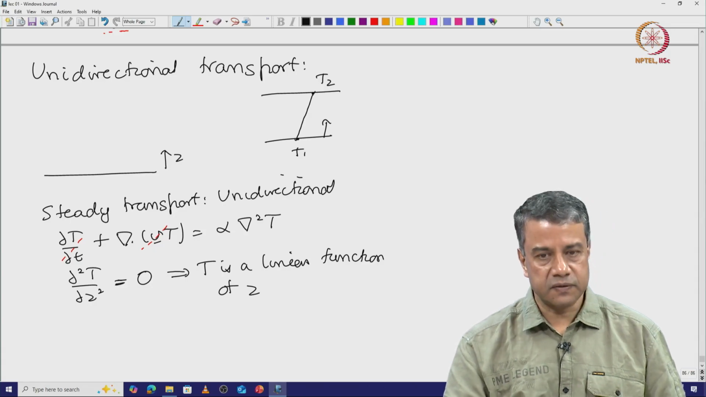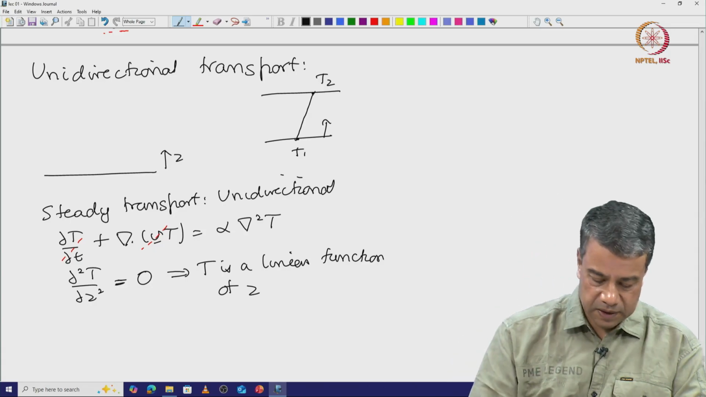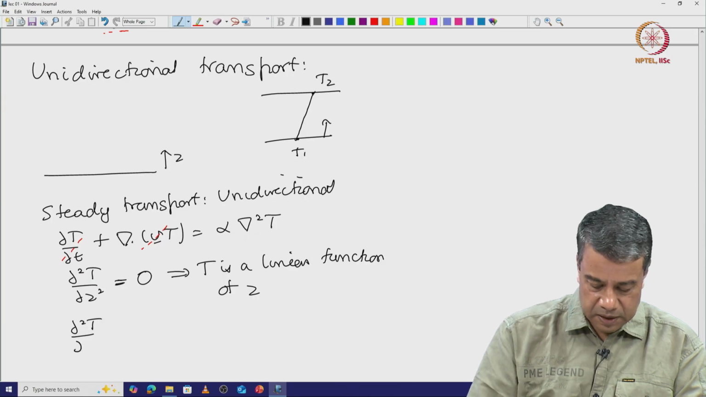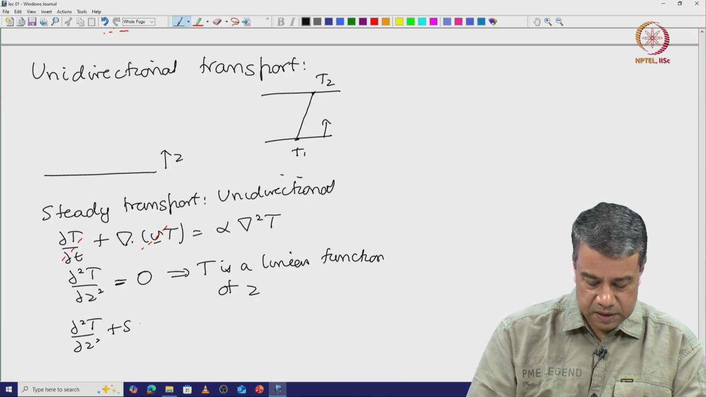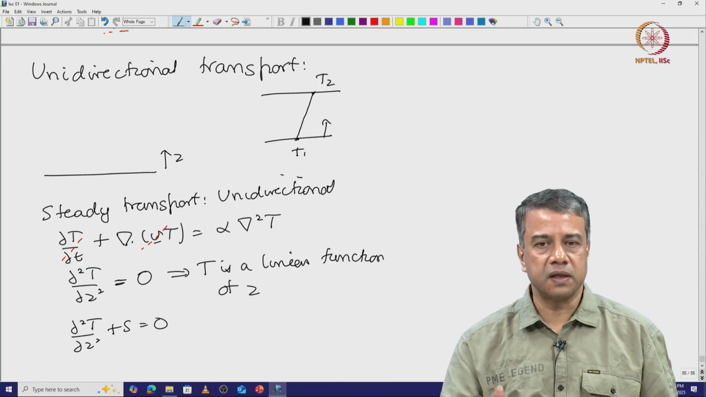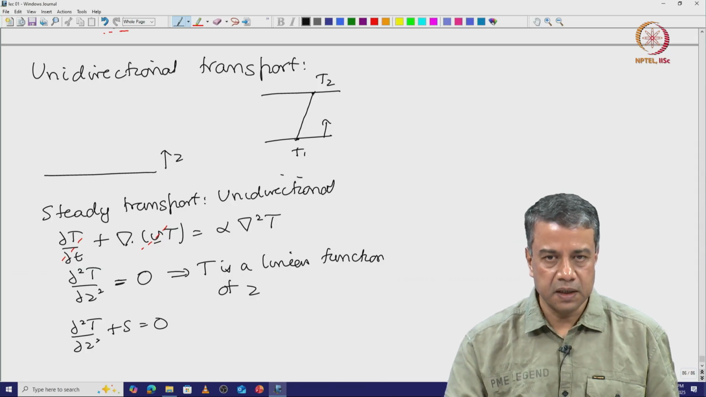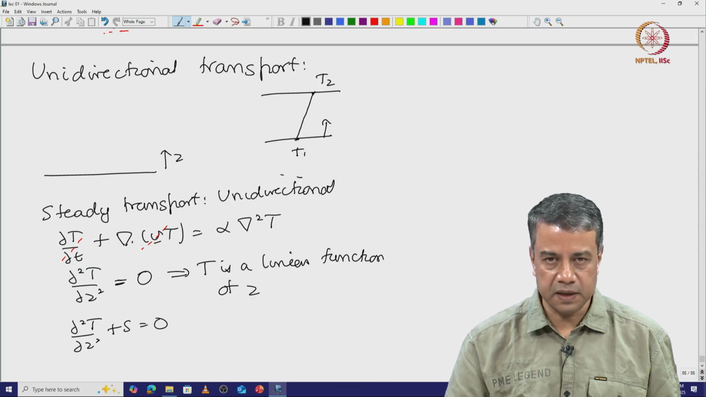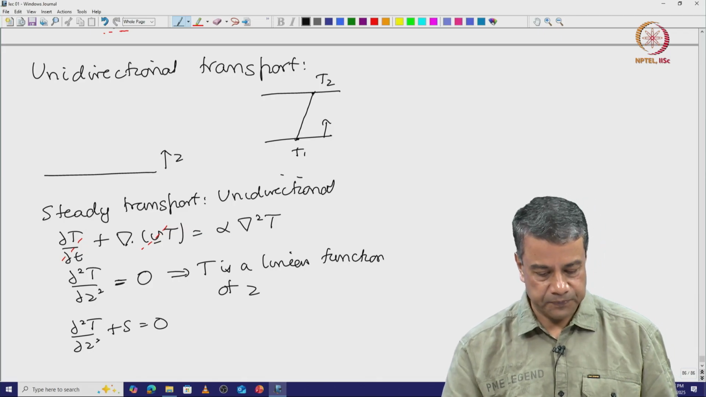Of course, if you have a source in the field, you have to solve the equation d square T by dz square plus S is equal to 0, and once again you integrate 2 times with respect to z in order to find out what is the temperature field subject to boundary conditions.